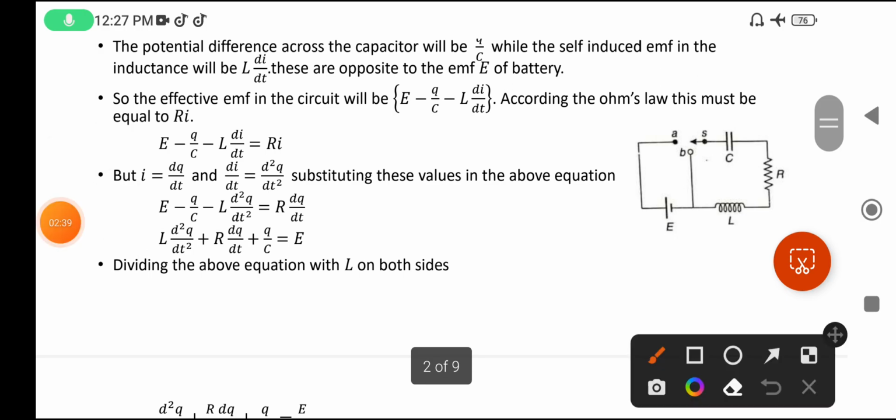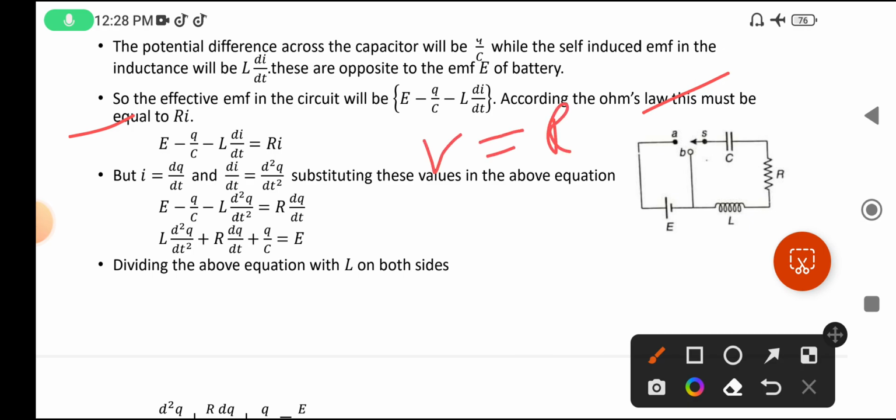So next, according to Ohm's law, this must be equal to Ri. So what is Ohm's law? Ohm's law is the potential difference is equal to the product of resistance and current. So this effective EMF is equal to Ri.